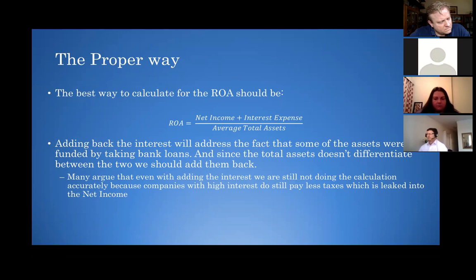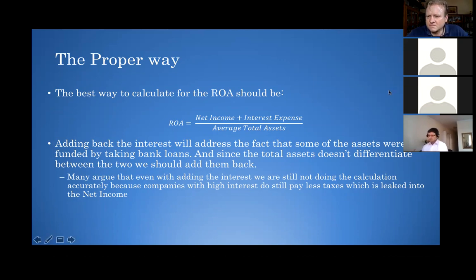Now, the people are also still debating this approach because they're saying if you are adding back the interest expense, it's already factored in the net income in another fashion, which is basically in the taxes that the company paid. So basically, if the company is paying more interest, then they end up paying less taxes. But regardless, this is where most of them are agreeing on the proper way to calculate the return on assets. Basically, net income plus the interest expense divided by the average total assets. So if we go to the next slide, please.